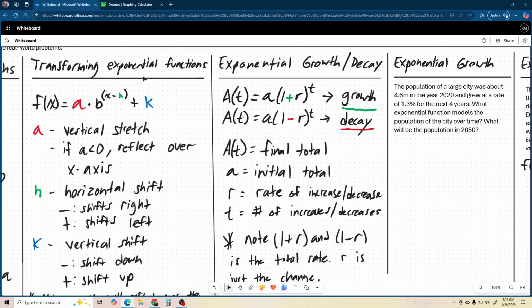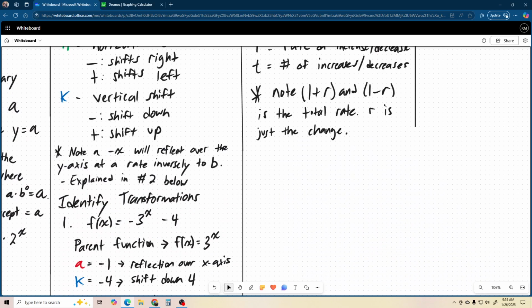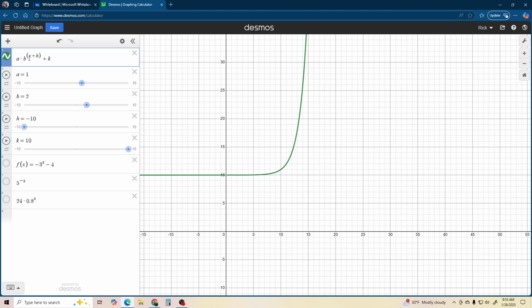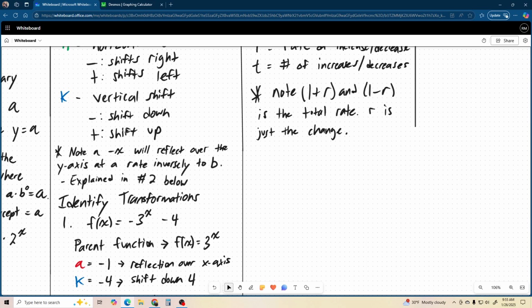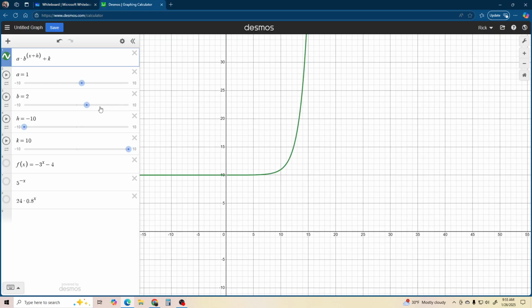Okay, cool. So note a negative x. In other words, if this x here was negative, like b to the negative x, a negative x will reflect over the y-axis at a rate inversely to b, okay? And just to show you this real quick, let me put my h and k back. If I have b as 2, b can do this, and it'll make it exponentially increase.